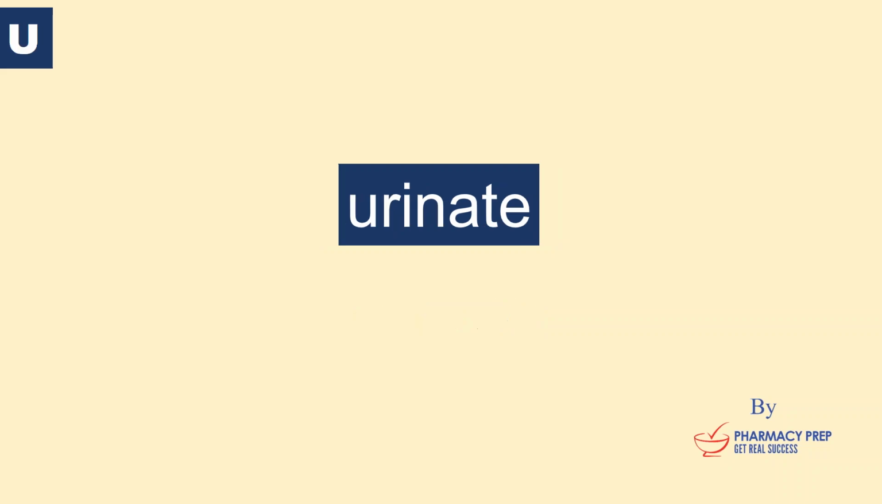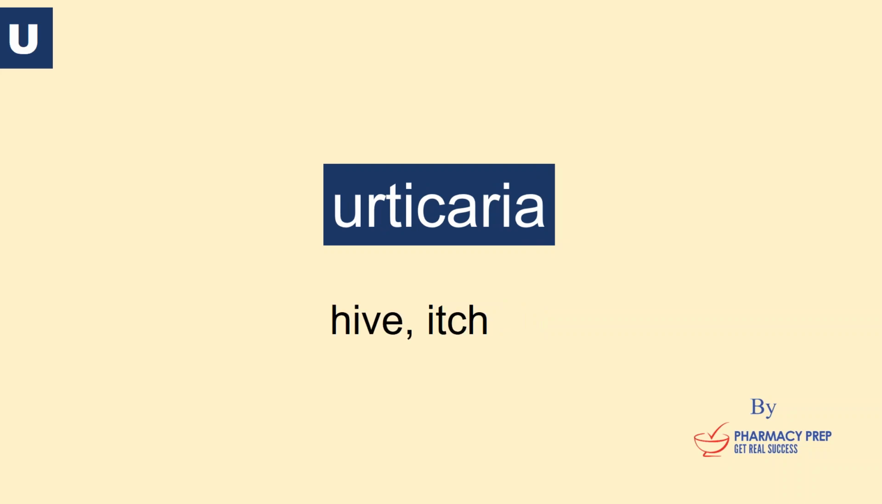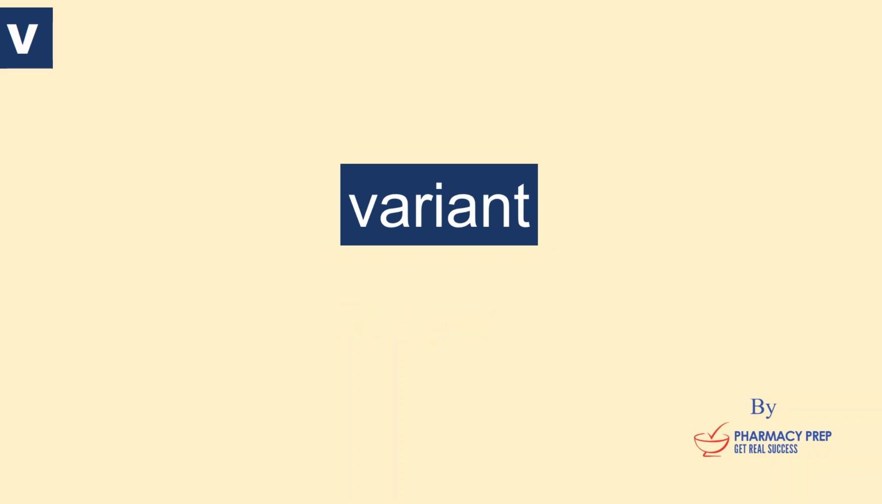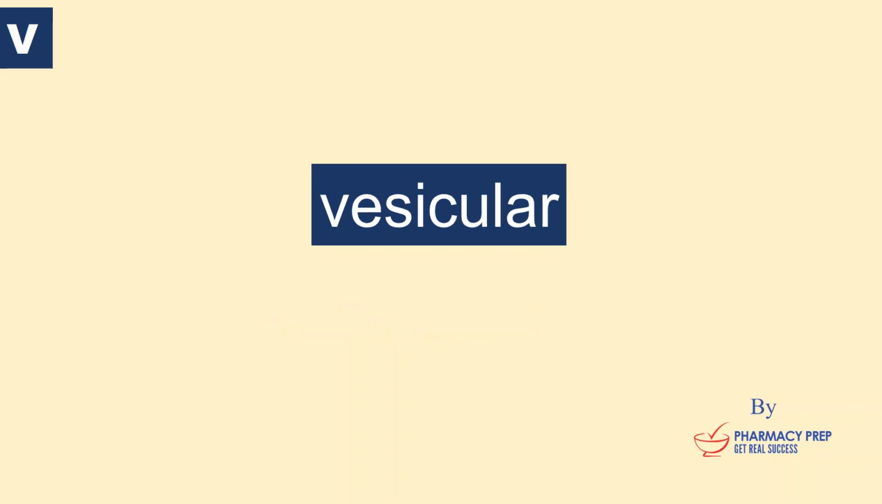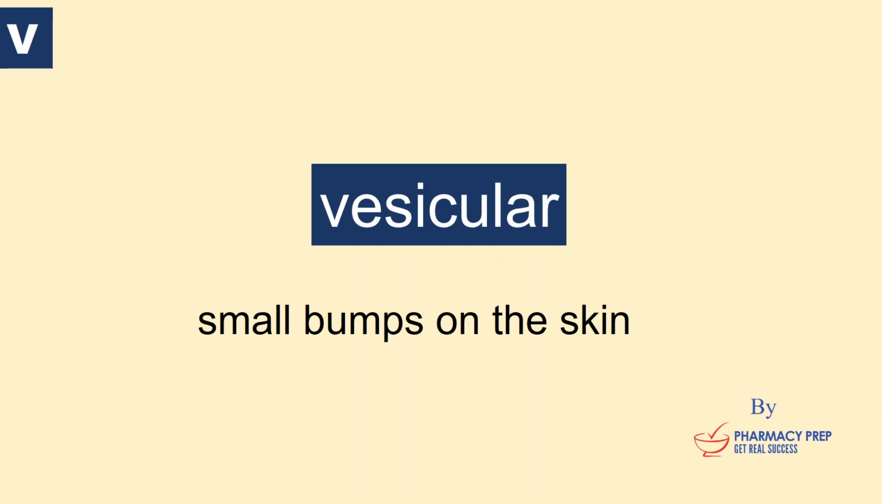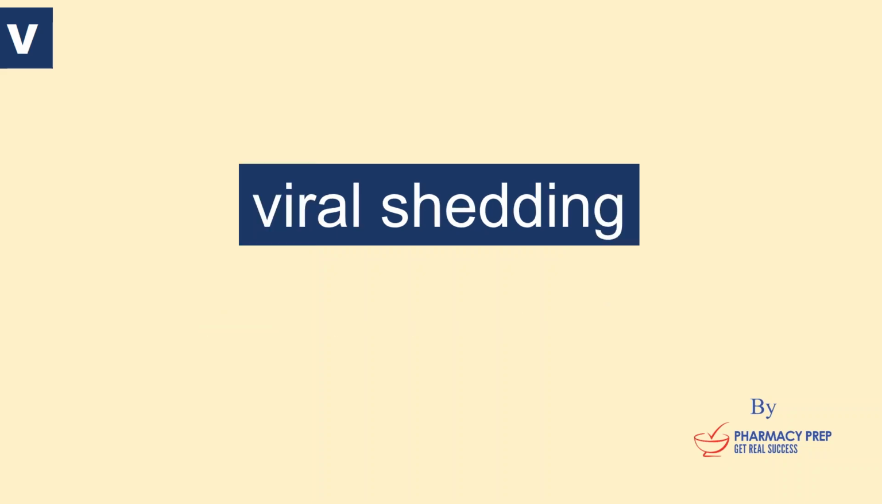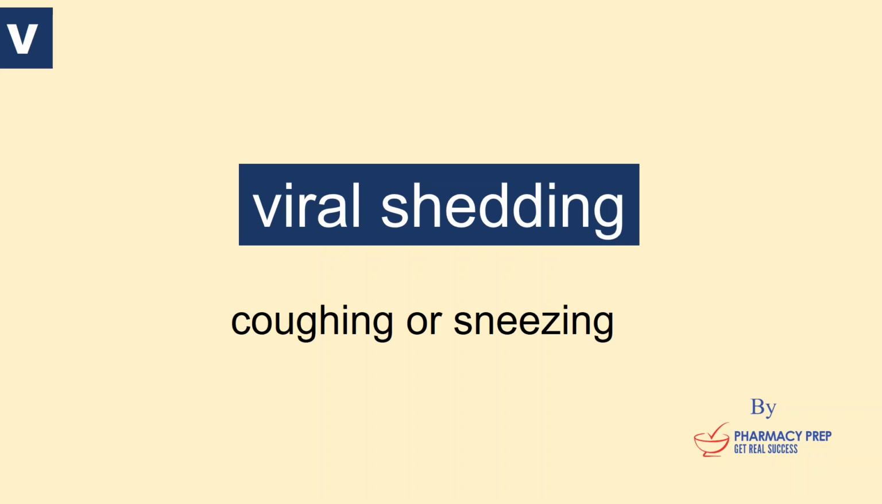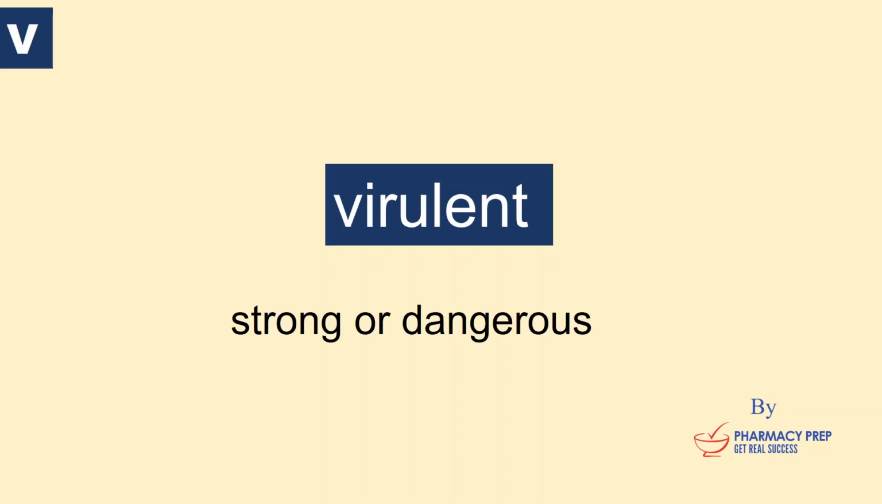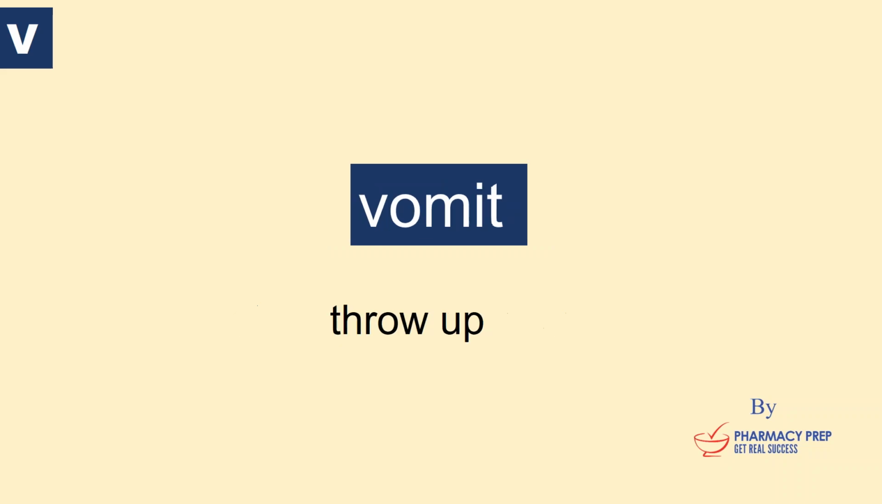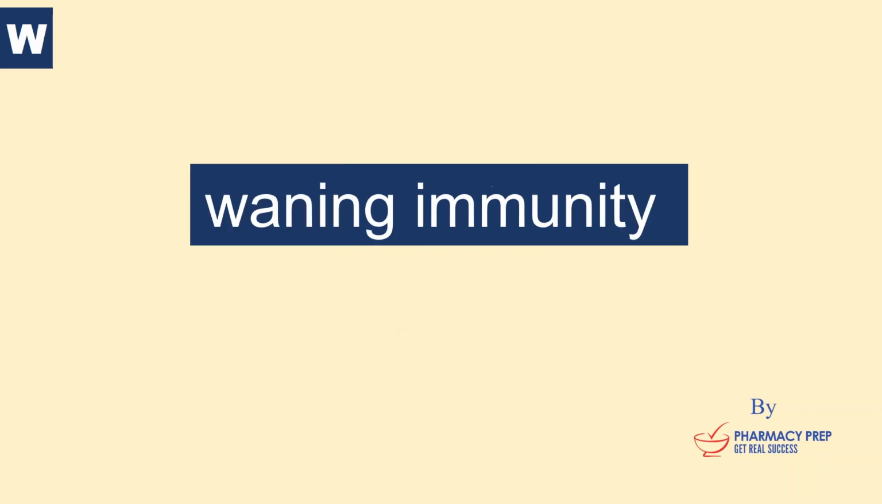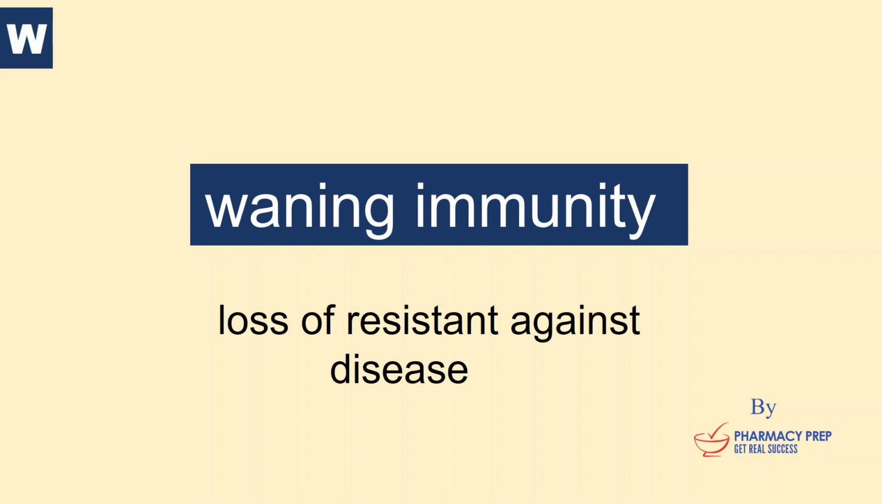Topically, on the skin. Urinate, pee. Urticaria, hives or itch. Variant, slightly different, like a variant of viruses. Vesicular, small bumps on the skin. Viral shedding, coughing or sneezing. Virulent, strong or dangerous. Vomit, throw up. Waning immunity, loss of resistance against disease.